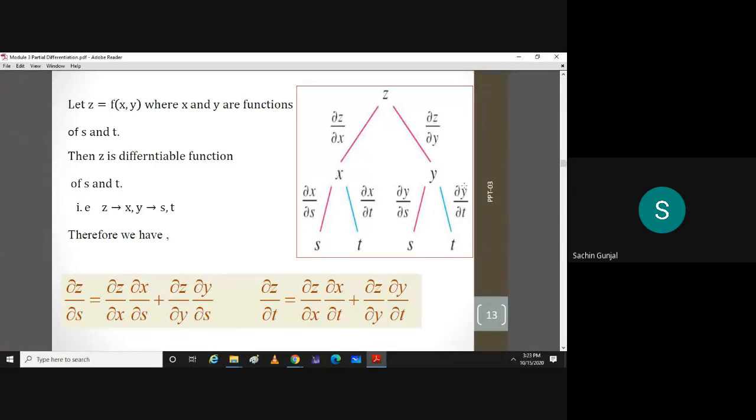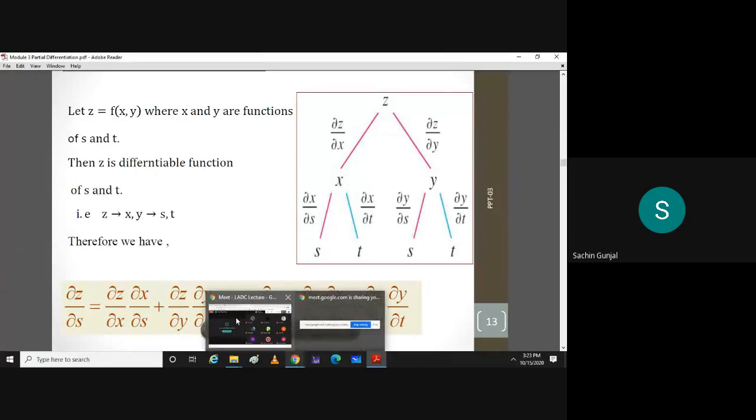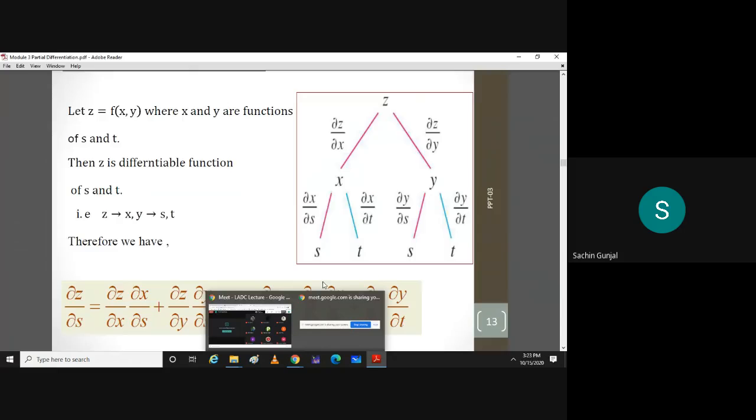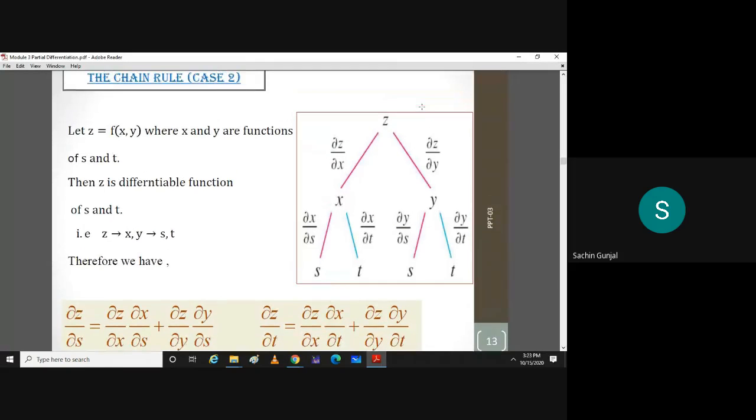Just note down and then we'll stop. Before leaving, just write down your name and roll number in the chat box. This tree diagram is important, so sketch it or draw it in your notebook and then write down these two partial derivatives.